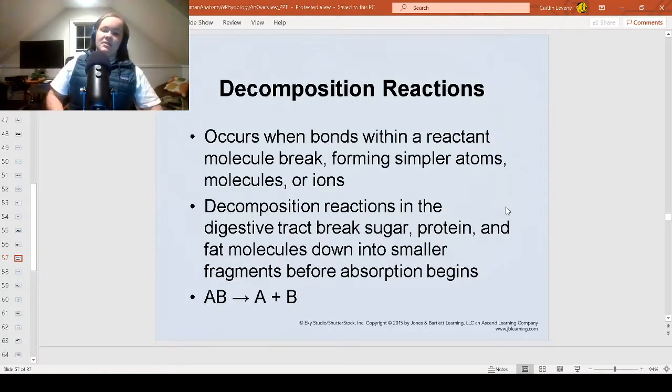Decomposition is when the bonds break up. The formula is AB equals A plus B. You split them in half, and it's useful because it's used in the digestive tract when it breaks down things like proteins, glucose, and fat molecules into smaller fragments before absorbing those into the actual tissue.